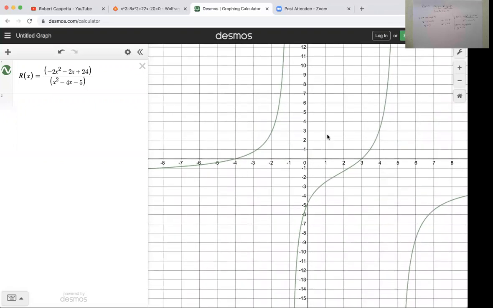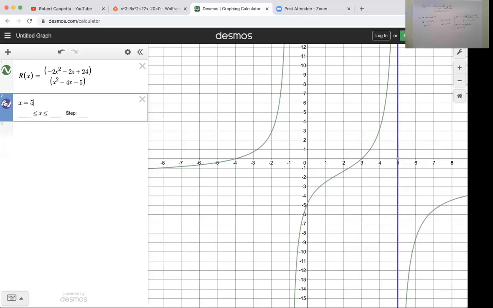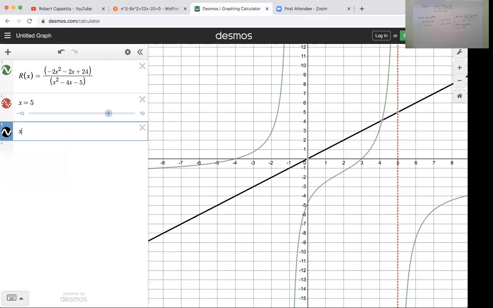So where did we say we had vertical asymptotes? We said x equals 5. Take a look. x equals 5. Does that look like an asymptote? I think so. So x equals 5 there. Looks like an asymptote. Where else did we say we had an asymptote? We said we had one at x equals -1. What do you think? x equals -1 looks pretty good. Let's go ahead and put that in.